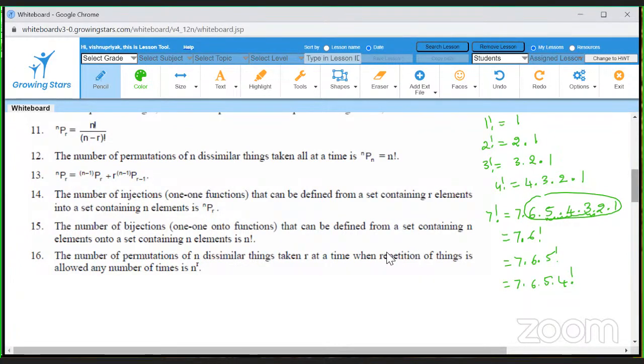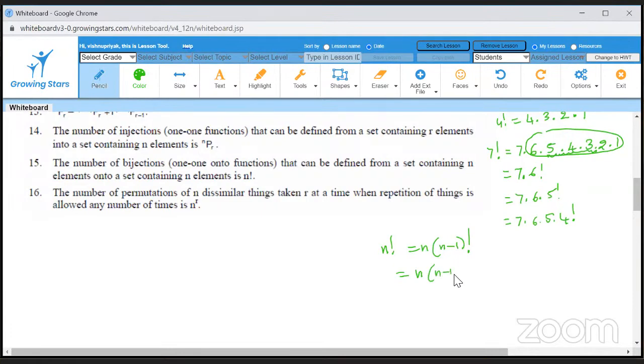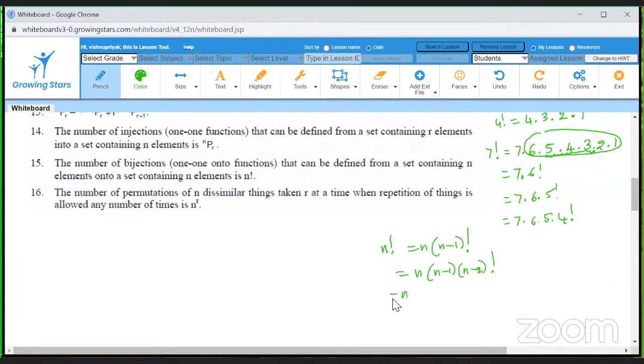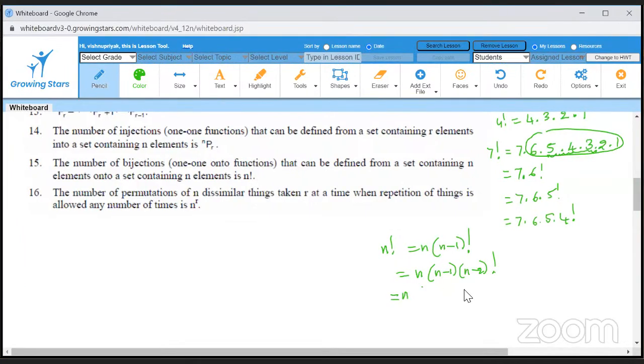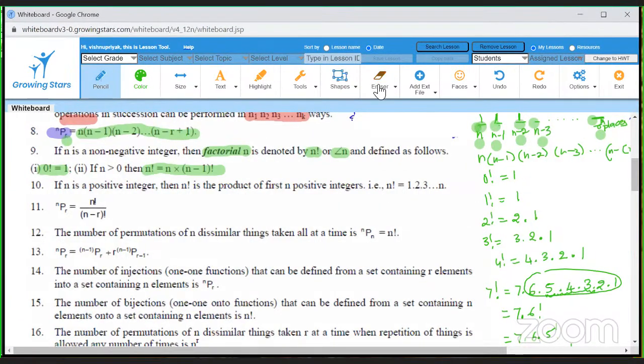Suppose I give you n factorial, you start with n. Next, from n subtract 1. If you want to stop here, you can put factorial and stop. Otherwise n, n minus 1, n minus 2, stop here and put factorial. Otherwise n, n minus 1, n minus 2, n minus 3, stop here by putting factorial. Wherever you want, you can stop by putting factorial. So this is the meaning of factorial.